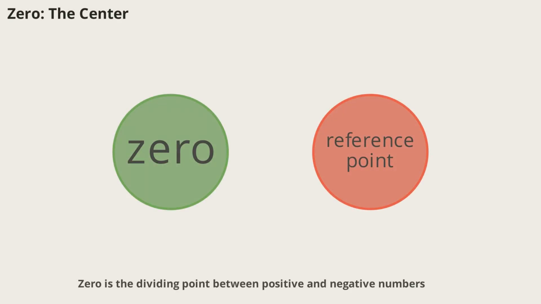Zero is the dividing point between positive and negative numbers. It's neither positive nor negative. Zero is important because it helps us separate gains from losses, increases from decreases. On the number line, zero is always in the middle, acting as the reference point for all other numbers.